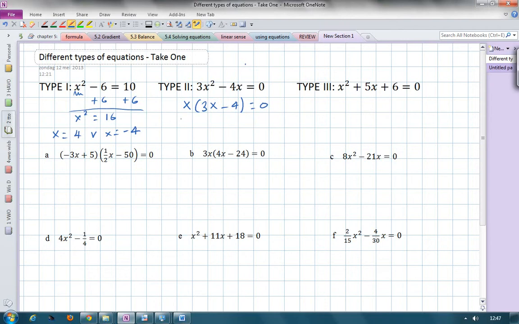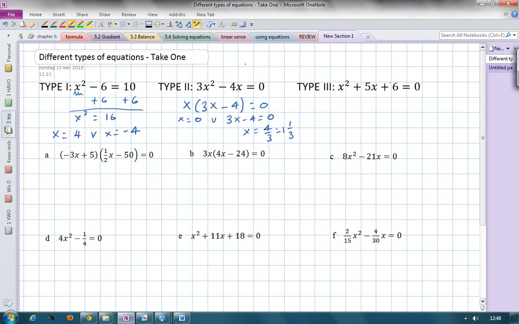And that means that either the x must be equal to 0 or the 3x minus 4 must be equal to 0. Now, solving for x here, this is a small linear equation that you can solve by adding 4 to both sides and dividing by 3. And then we get x is equal to 4 thirds, which is equal to 1 and 1/3. Always leave solutions to equations as fractions unless otherwise specified. Do not make them into decimals. Leave them as fractions.